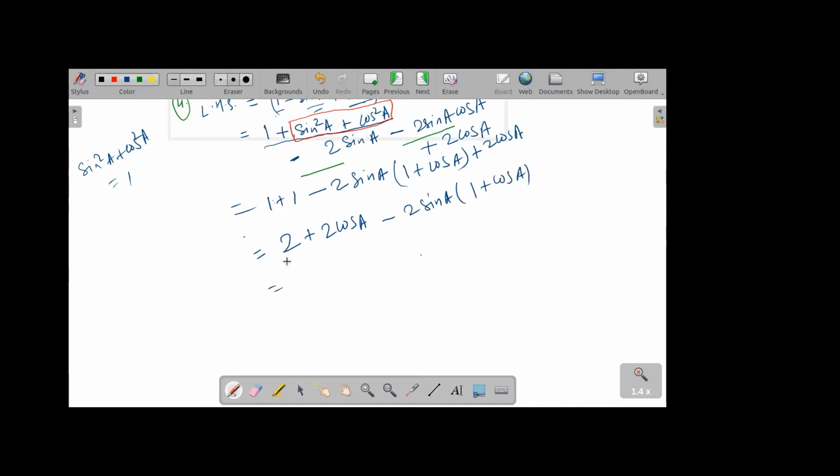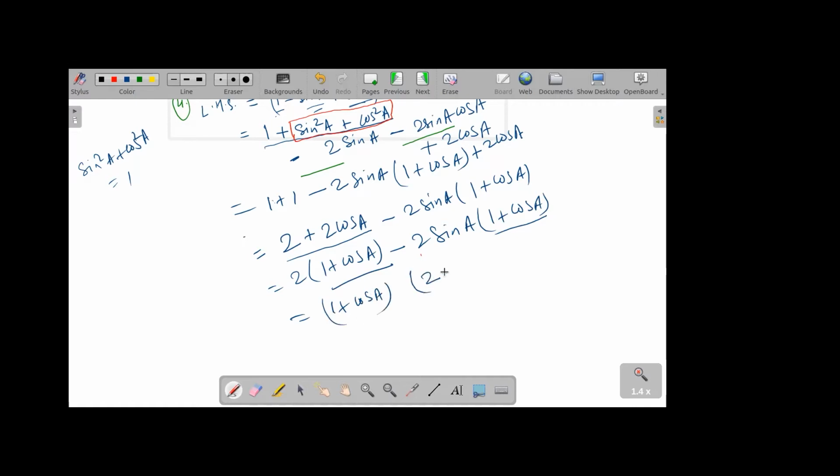Now again, we can take common out of from this. So 2 into 1 plus cos A, 1 minus 2 sin A into 1 plus cos A. Now again, we can take 1 plus cos A from this. So it will be 2 minus 2 sin A. And then we can take 2 common out. That is the answer. Final answer will be 1 plus 2 into 1 plus cos A, 1 minus sin A.